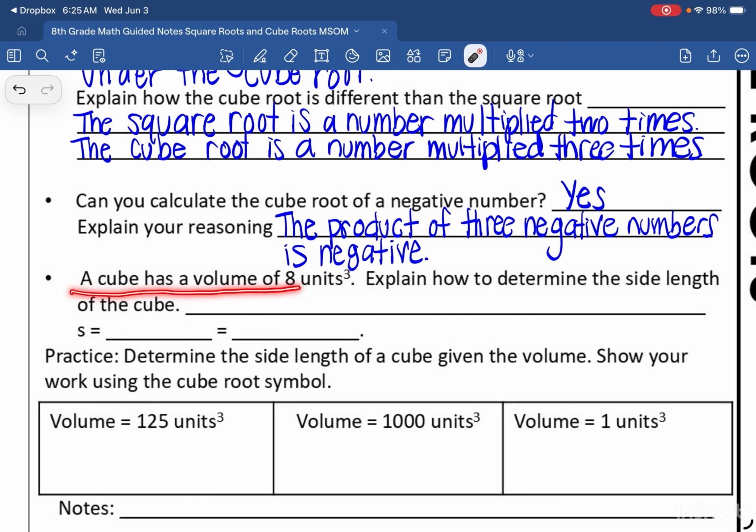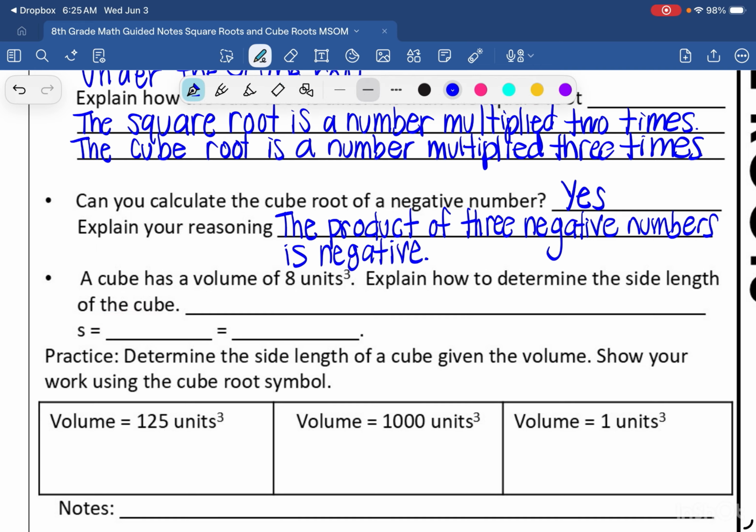A cube has a volume of 8 units cubed. Explain how to determine the side length of the cube. So I need a number multiplied by itself 3 times that gives me 8. So I'm going to find the cube root of 8, and that is 2, because 2 times 2 times 2 will give me 8. So the side length is the cube root of 8, which equals 2.